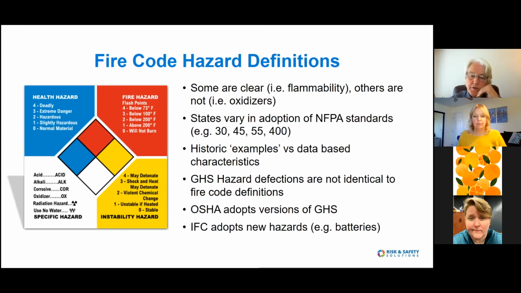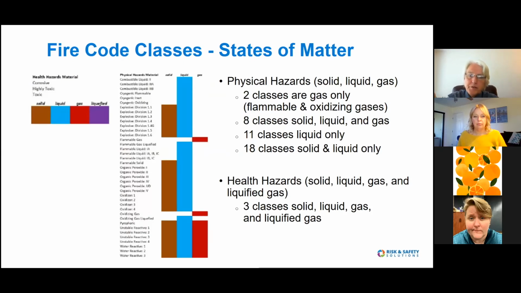A big challenge for us is IFC's adopted stationary batteries for buildings that have the ability to store energy in them, and trying to figure out how to accommodate that is a challenge. I'd like to talk about the challenge just a touch here. There are 86 combinations of physical hazard classes and health hazard classes and states that matter.